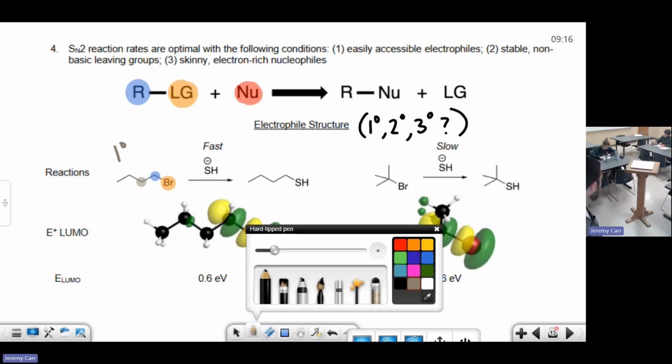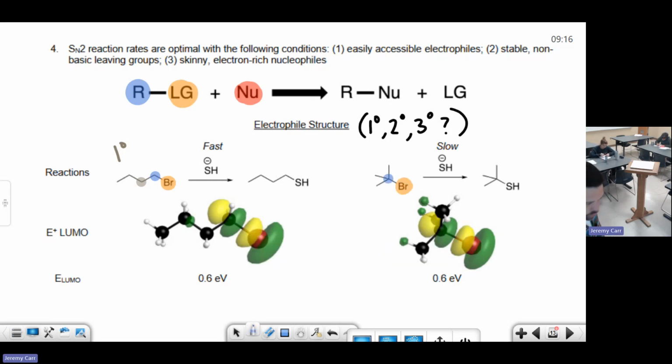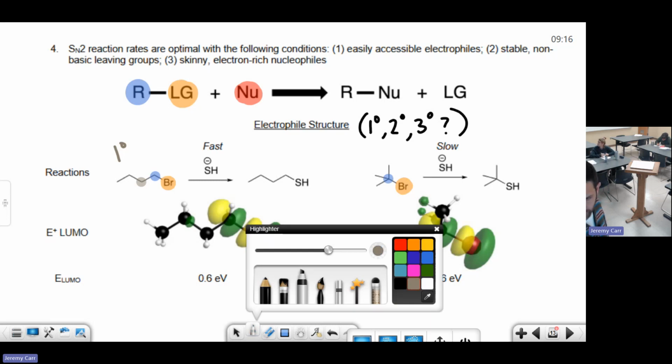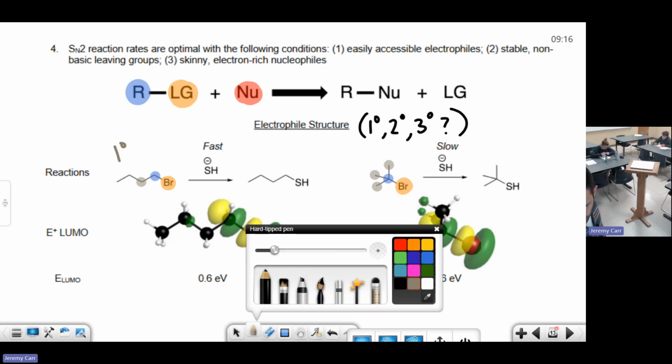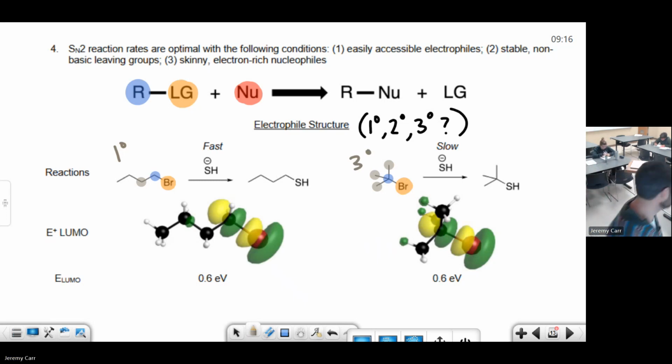Let's look at the slow reaction. All right, so our leaving group is touching the electrophilic carbon, which is touching 1, 2, 3 carbon atoms right there. So what does that mean? How do we classify this electrophile? It's tertiary. Tert, you're right. That's where we get that tert-butyl from, or the tert-butyl alcohol or tert-butyl bromide. Exactly.